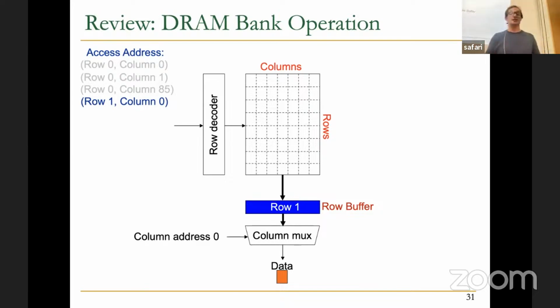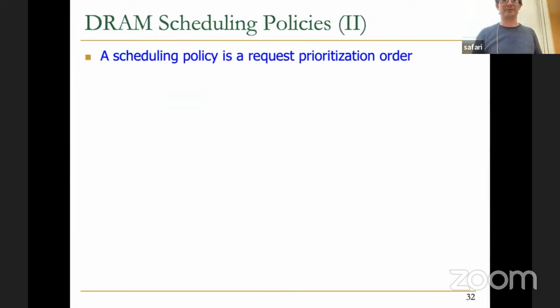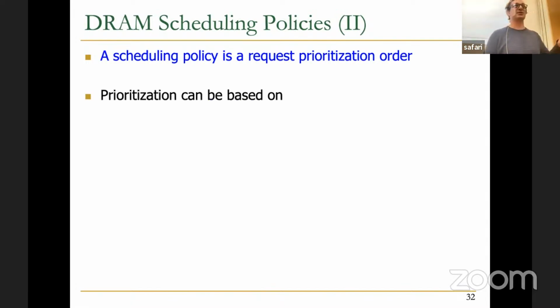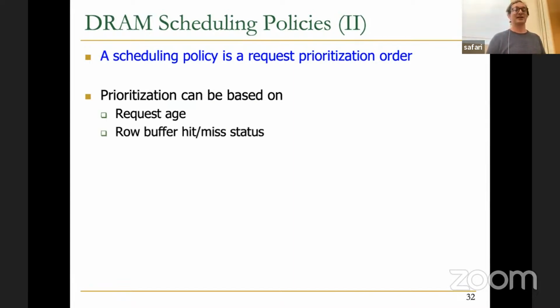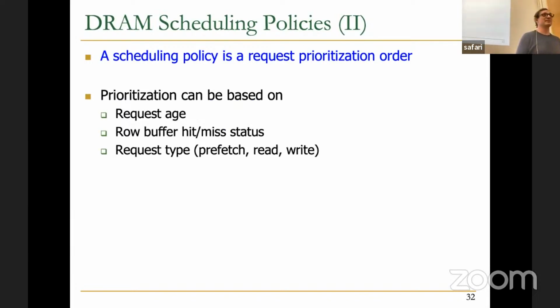As a result, if you want to actually maximize throughput that's coming out of DRAM, you'd better optimize for row buffer locality, right? Maximize the hits that go into your row buffer. Okay, so we'll see this more, but that's one of the constraints. But in the end, a scheduling policy is really a request prioritization order. I'm not going to cover every scheduling policy today, but just to give you ideas, prioritization can be based on the age of the request or arrival time, row buffer hit or miss status, request type. If you know that information, maybe you treat read requests differently from write requests.